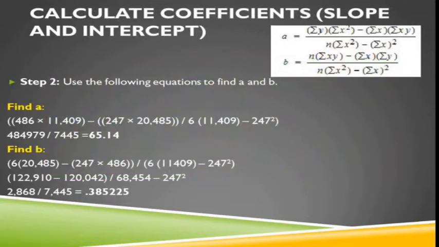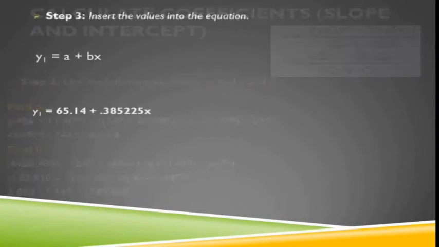Step 2, we have to calculate the coefficients, that is the slope and intercept. Now we have to find the values of A and B. From the table, we substitute the values into the equation so that finally we get the values of A and B.